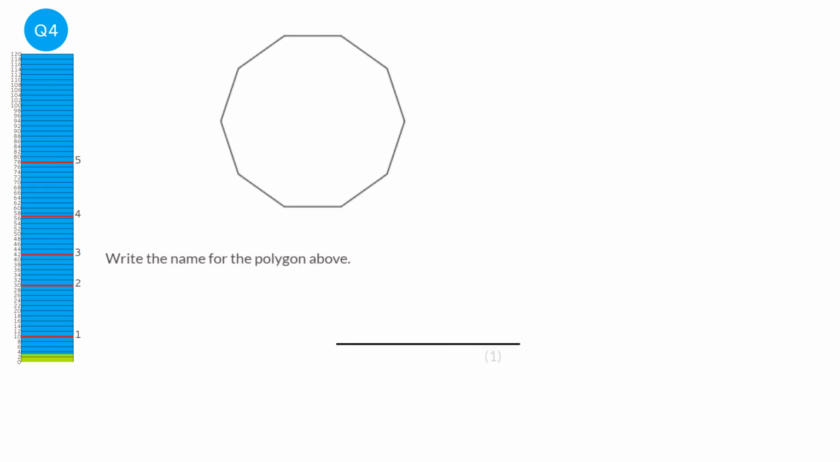So with this question we need to first of all count how many sides this polygon has. So it's going to be 1, 2, 3, 4, 5, 6, 7, 8, 9, 10. So it's 10 sides. And we just need to know that a 10-sided shape is a decagon. Now we are expected to know all of the names of shapes between 3 and 10 sides. So if you don't know them already, just sit down and learn them.